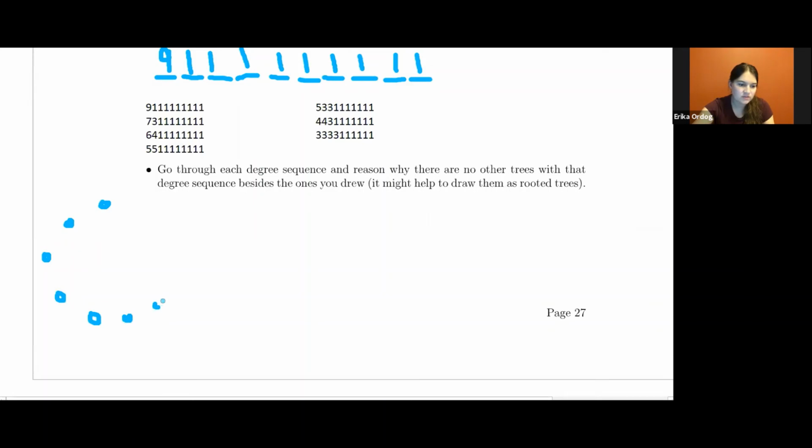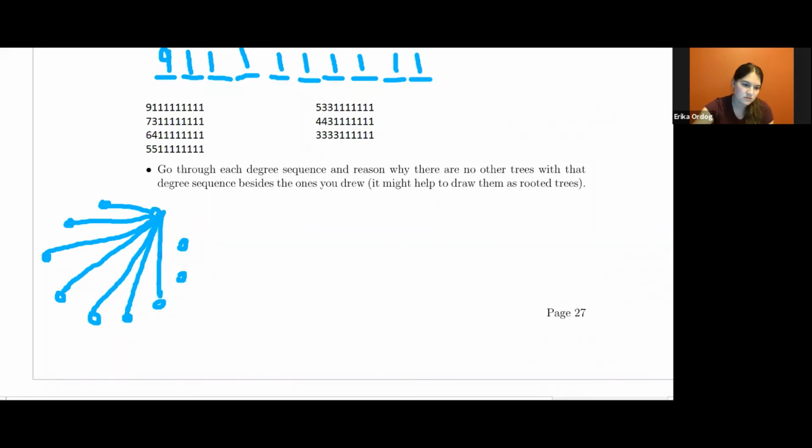Forget to count. 6, 7, 8, 9, 10. Okay, so one vertex has degree 9. That means it's adjacent to all of the other vertices. There's only one way to connect this vertex to all of the other vertices. And once we've done that, all the other vertices have degree 1. So there's nothing left to do, and there was only one way to make a graph like this.